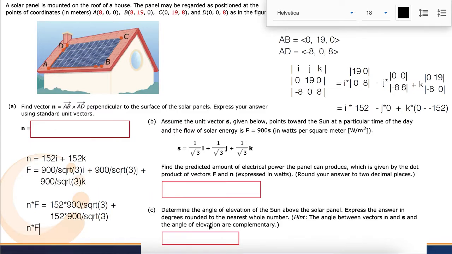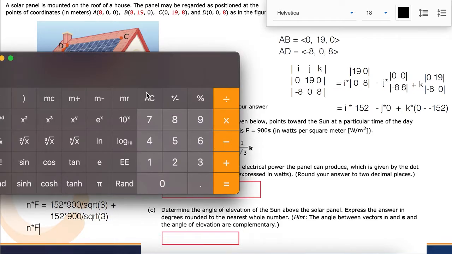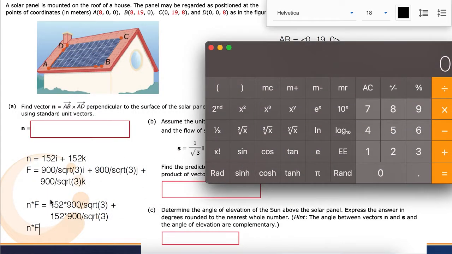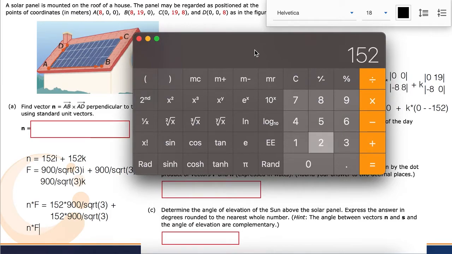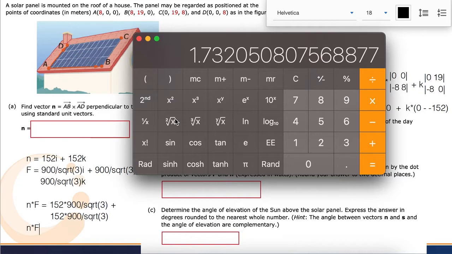So if we simplify that with our calculator, it's just adding to itself. So I'm going to calculate 152 times 900 over the square root of 3 and then just multiply that by 2. Oh, wait, the square root of 3. I should have done that first. Okay.